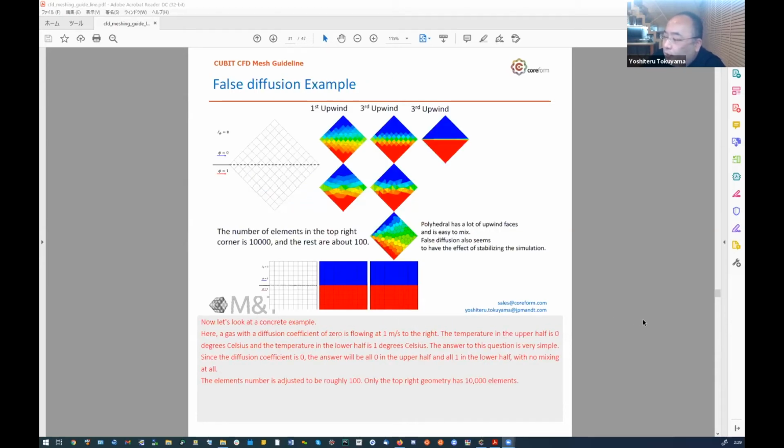Now, let's look at a concrete example. Here, a gas with a diffusion coefficient of 0 is flowing at 1 meter per second to the right. The temperature in the upper half is 0 degrees Celsius and the temperature in the lower half is 1 degree Celsius. The answer to this question is very simple. Since the diffusion coefficient is 0, the answer will be all 0 in the upper half and all 1 in the lower half with no mixing at all. The element number is adjusted to be roughly 100. Only the top right geometry has 10,000 elements.